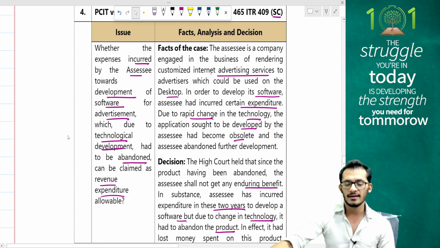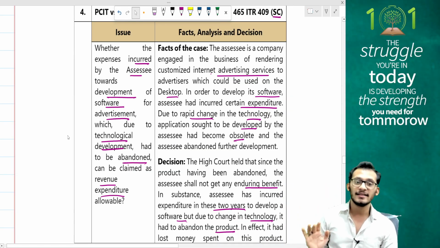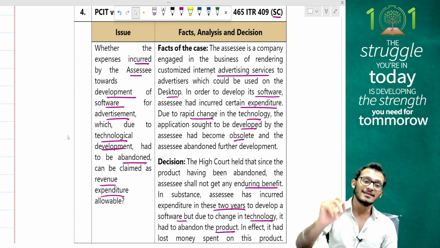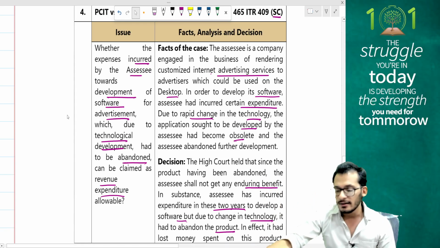Case law number 4 clarifies that when you are incurring any kind of software development expenses which are abandoned at a later stage due to technological obsolescence, if the business is continuing, in that case, I will treat this as a revenue expenditure and I will fully allow it as a deduction.